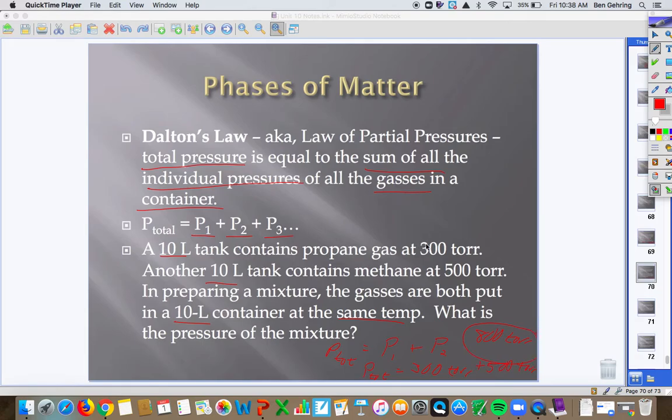I can give you the pressures in different units. You need to make sure the units are all the same, and if I change your volumes, you're going to have to use the pressure and volume relationship as well. But this is Dalton's Law of partial pressures.